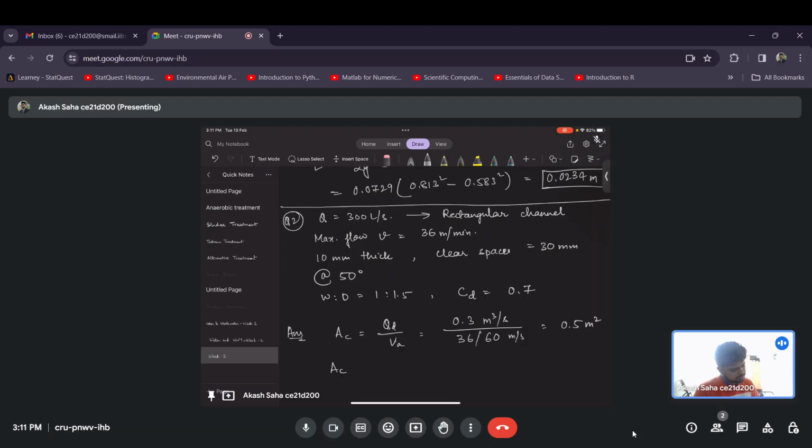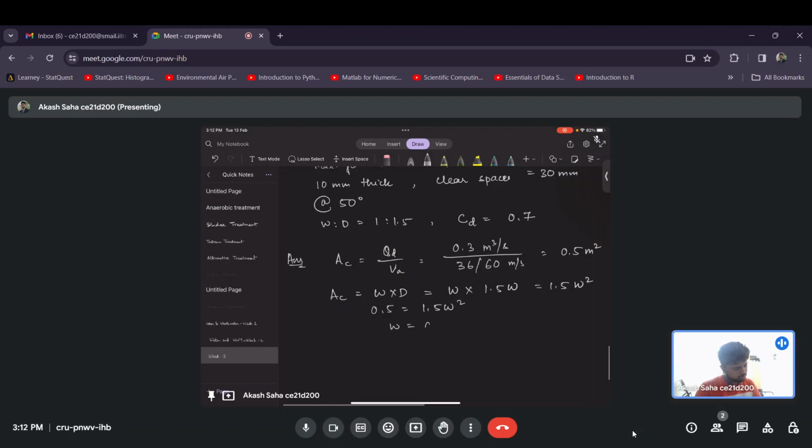Now also this area can be found as width into depth. So width is W, my depth is 1.5 W because the ratio is given as 1 is to 1.5. So it will be equal to 1.5 W square. So we know AC as 0.5 is equal to 1.5 W square. So my W will turn out to be 0.577 meter and my D will be 1.5 into 0.577 meter, that is equal to 0.866 meter.